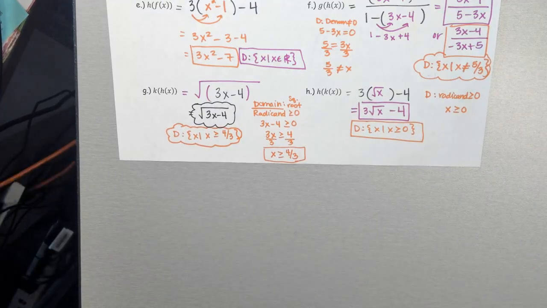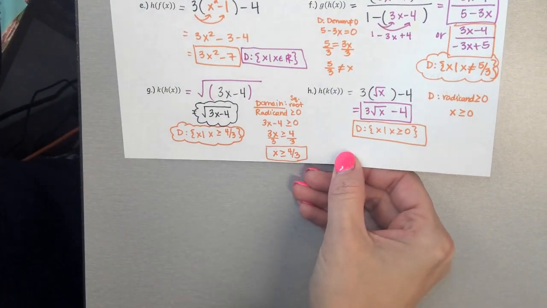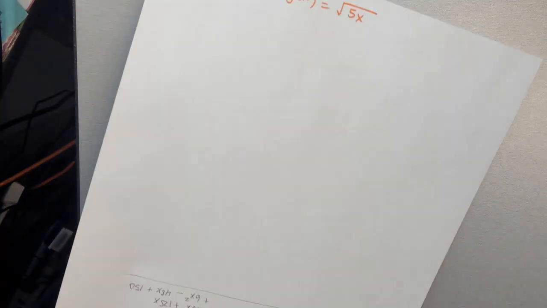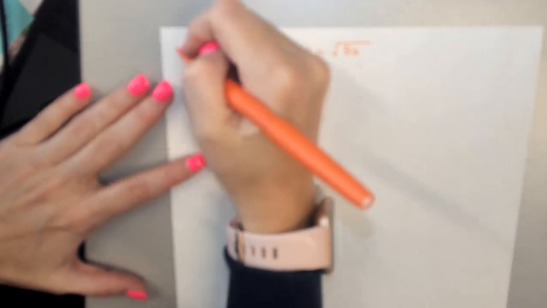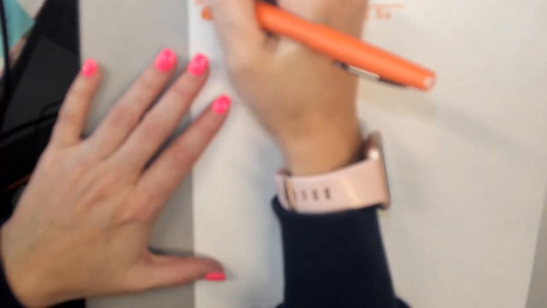Okay, all right, and then the last example we're going to do is going to be on your packet. So we just flip to the back of your packet, please. We'll call this example I. Well, we won't call it I because that means you have the same things. I'm going to call it example 5.